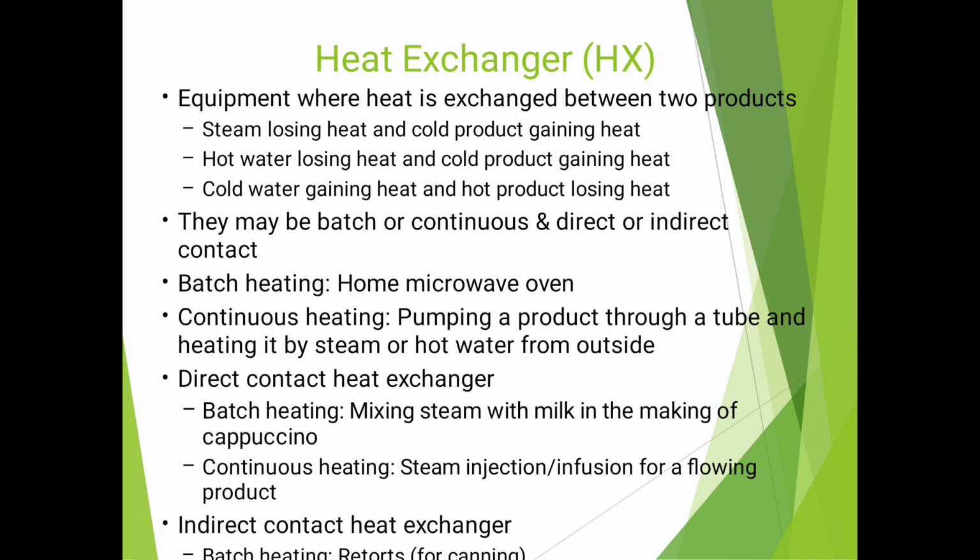A heat exchanger is equipment where heat is exchanged between two products: steam losing heat and cold product gaining heat, hot water losing heat and cold product gaining heat, cold water gaining heat and hot product losing heat. They may be batch or continuous, and direct or indirect contact. Batch heating, for example a home microwave oven. Direct contact heat exchanger, for example mixing steam with milk in the making of cappuccino. Continuous heating, for example steam injection or infusion of a flowing product. Indirect contact heat exchanger, batch heating, for example for canning.